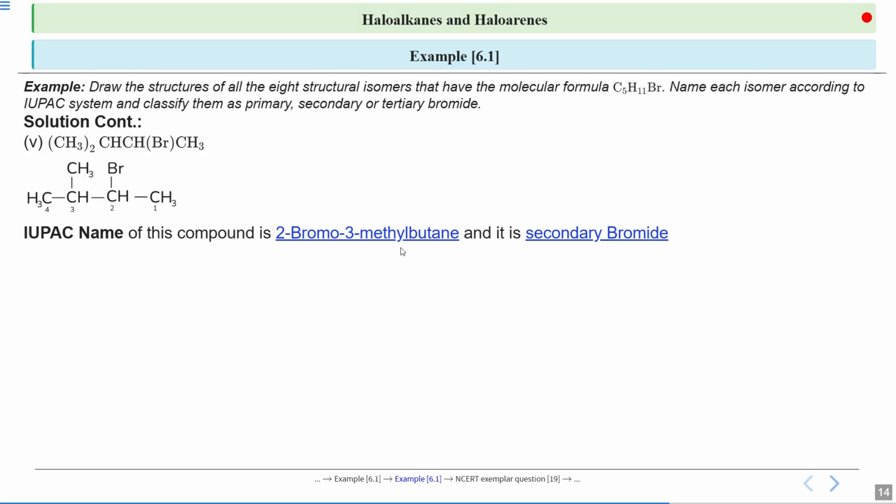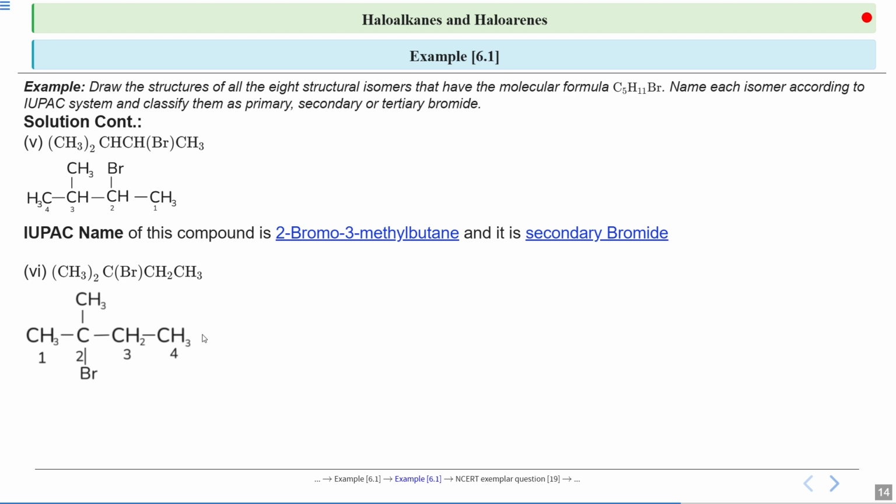So 2-bromo-3-methylbutane, and it is a secondary bromide because bromine is present at a carbon which is binding with 2 other carbons. Then the sixth isomer, that is (CH3)2CBr-CH2-CH3. The structure will be this, that is CH3, C, CH3, Br, CH2, CH3.